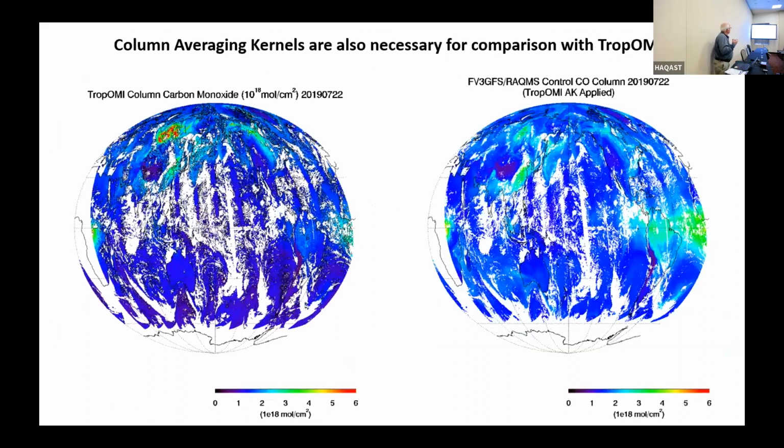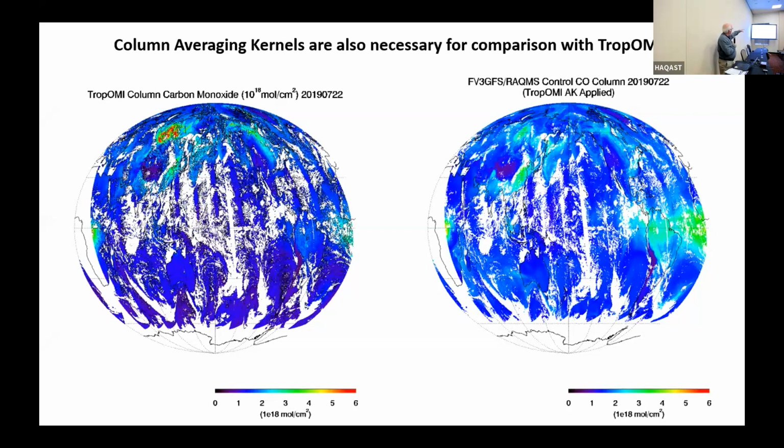In terms of other sensors, here's a comparison between tropo-OMI column CO and, in this case, a new modeling system that we have, which is the operational UFS model from NOAA with Rackham's chemistry in it. This is a control experiment for the 22nd of July in 2019. And you can see in this panel, the large hot spot in CO is over Siberia. And you can see large enhancements of CO associated with Siberian wildfires.